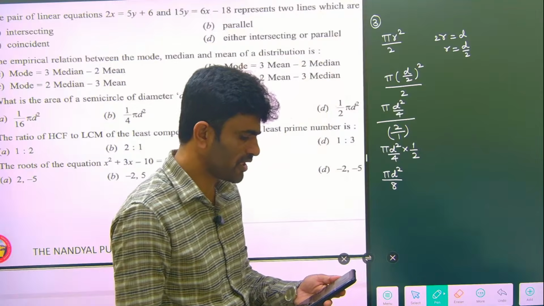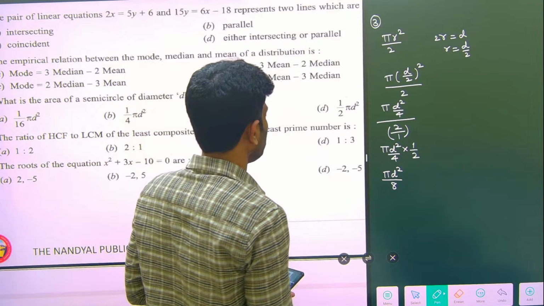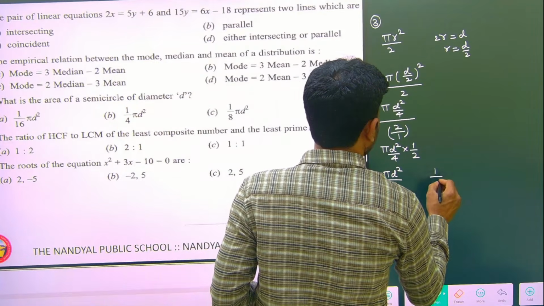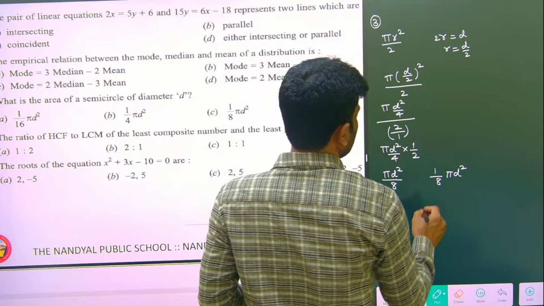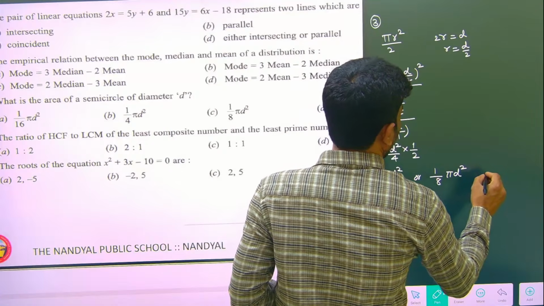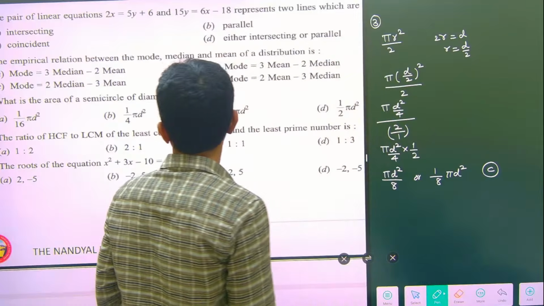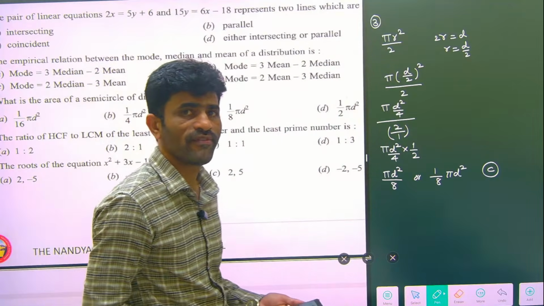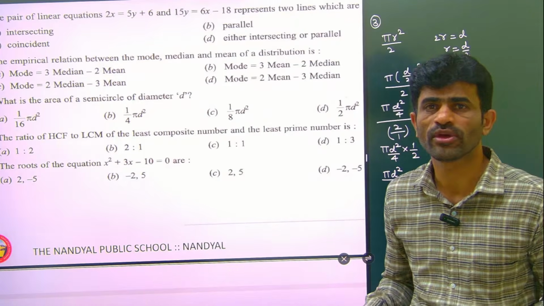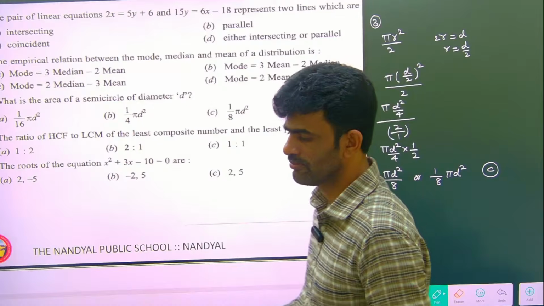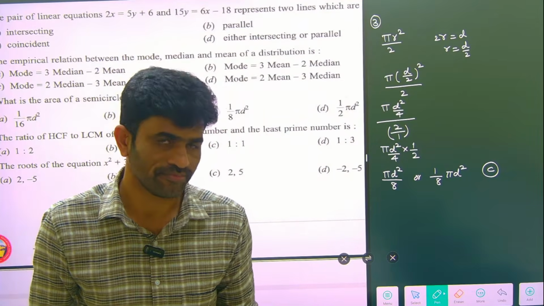Pi d square by 8 is the correct option. That is 1 by 8 pi d square. So option is C, not B. Area of circle is pi d square by 4. Okay. Semicircle will be pi d square by 8.